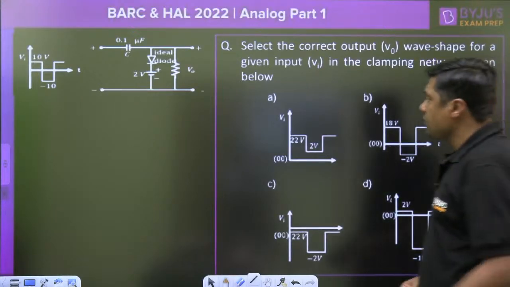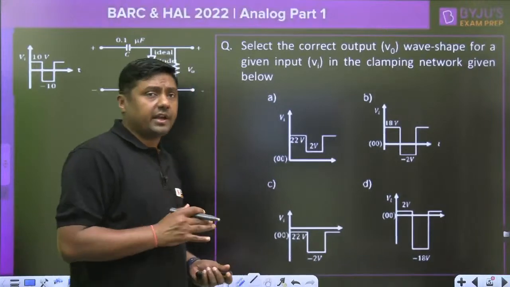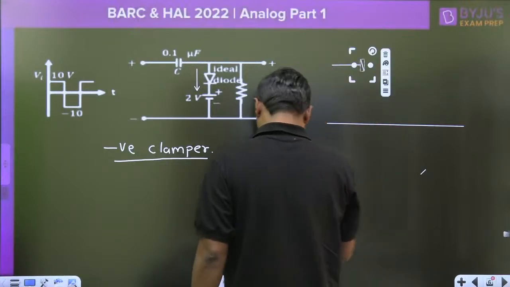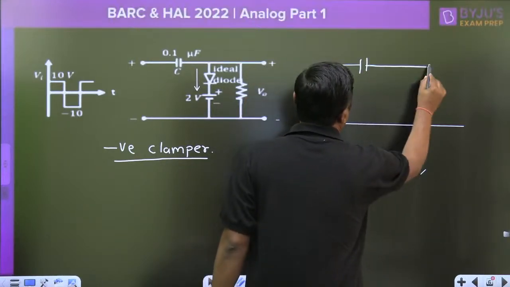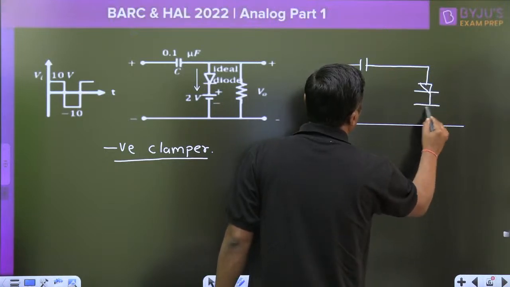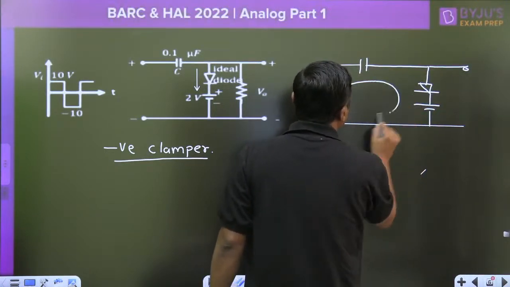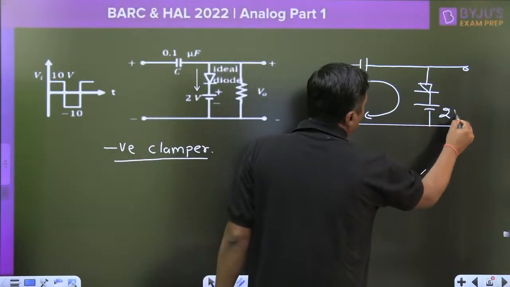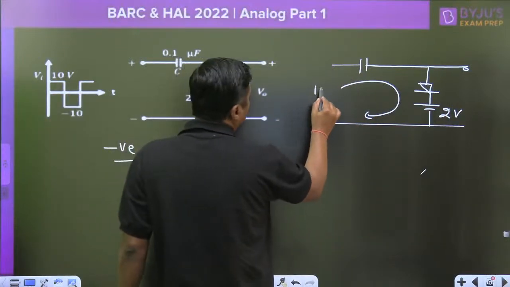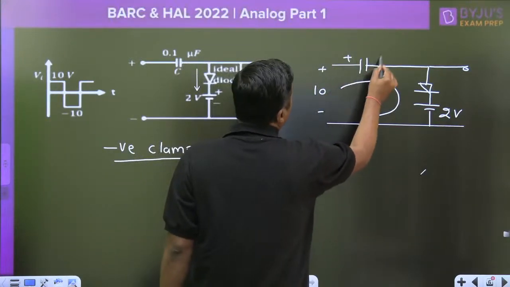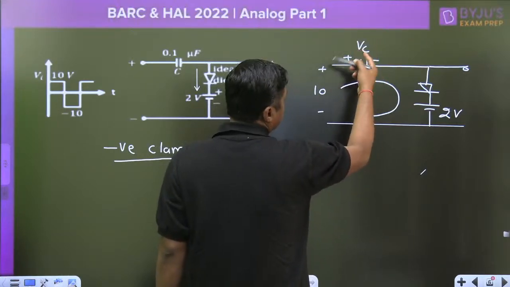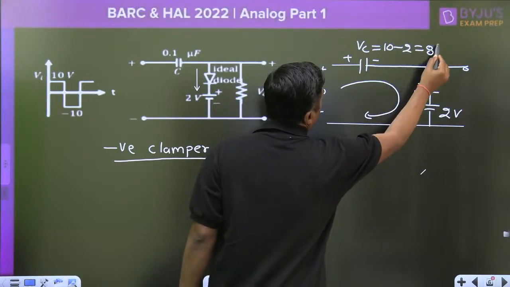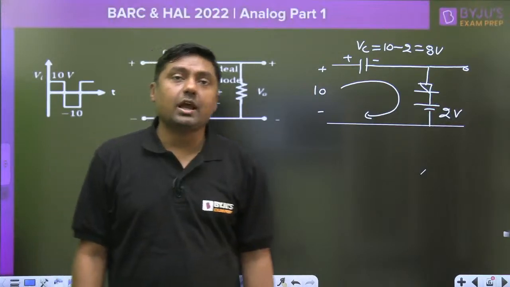Now this is a clamper circuit, it is a negative clamper, and the capacitor will charge like this. Always remember this. This is the direction of current, the diode is forward biased, and this is the 2 volt. To the maximum positive value, what is the maximum positive voltage? 10 volt. Now the capacitor will charge. They may ask what is the voltage across the capacitor. Always remember, it is 10 minus this 2, that is 8 volt. 8 volt is the voltage across the capacitor.